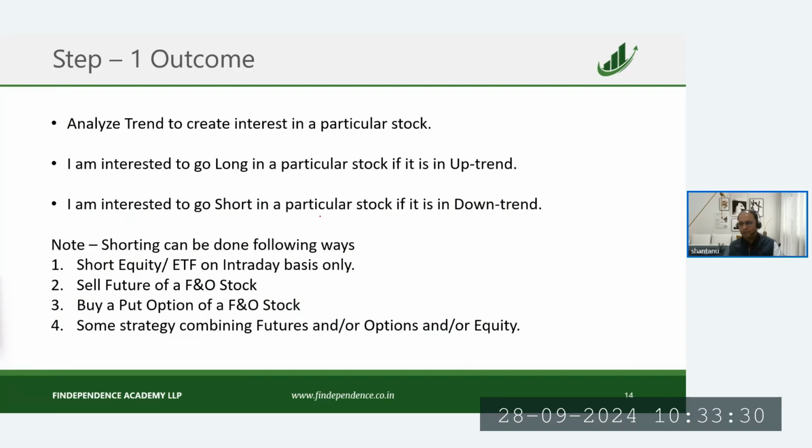Shorting can be done in the following ways: short equity or ETF on an intraday basis. Second way to short is you will sell the future of an F&O stock. Third way can be you will buy a put option. And fourth way, you would be deploying some kind of strategy which combines futures, options, and/or equity. There are different ways to go long, different ways to go short. We will not be discussing those in detail today. We will be just arriving at a conclusion whether we want to go long or whether we want to go short in a particular stock.